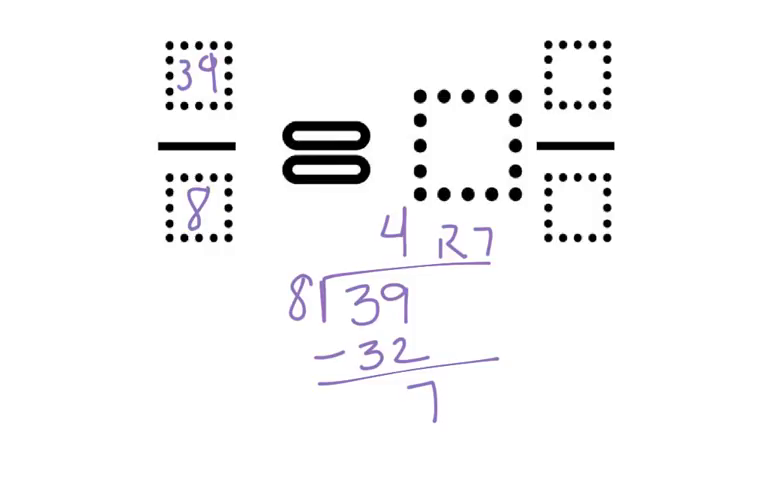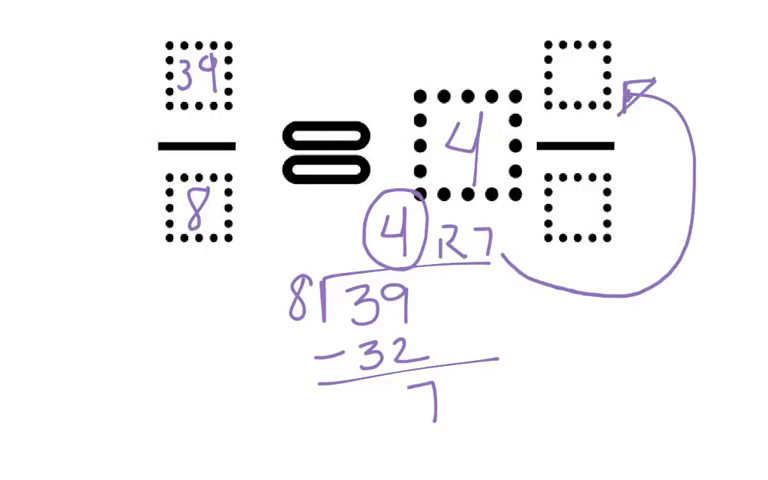The 7 is my remainder. So now, the quotient of 4 becomes my whole number. Do you remember what happens with my remainder? What does that become? I hope you said our new numerator, because that's exactly what it becomes. And then our denominator stays the same. It doesn't change. It was an 8 in 39/8, and look, it's an 8 over here in 4 and 7/8. Okay, I'm going to give you a few moments to write that down.